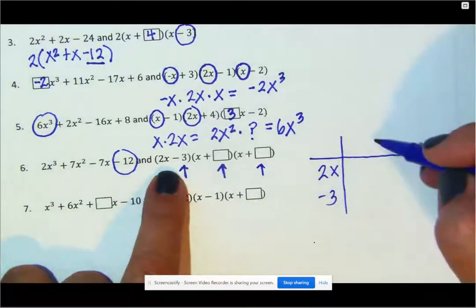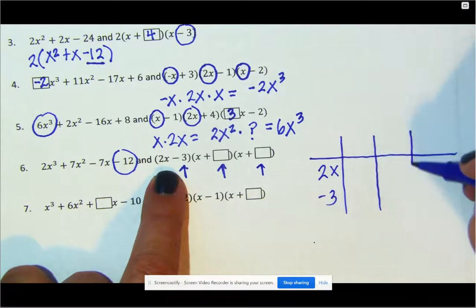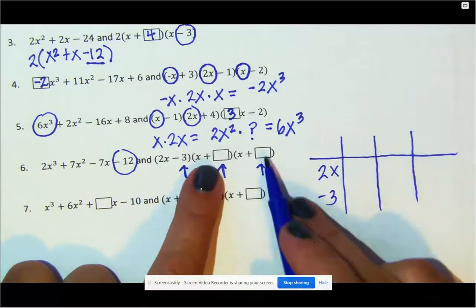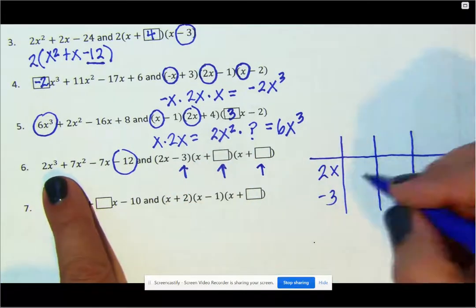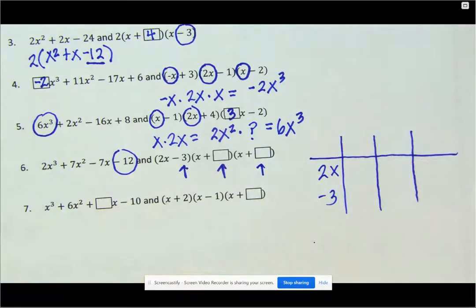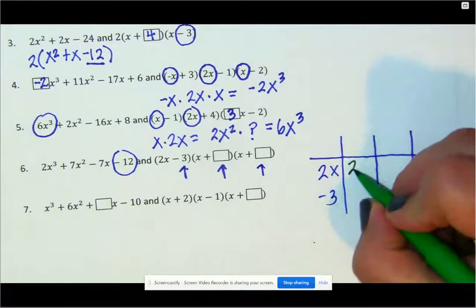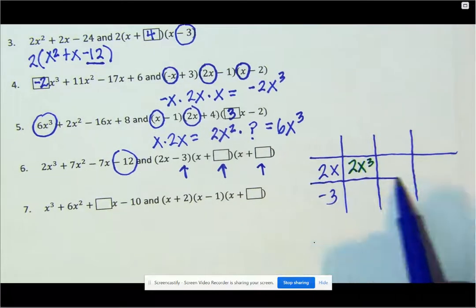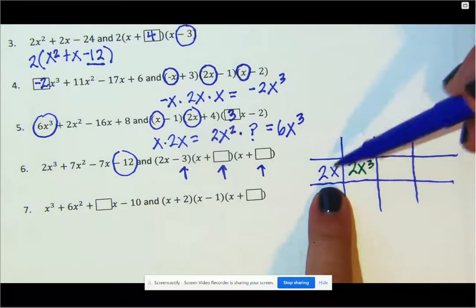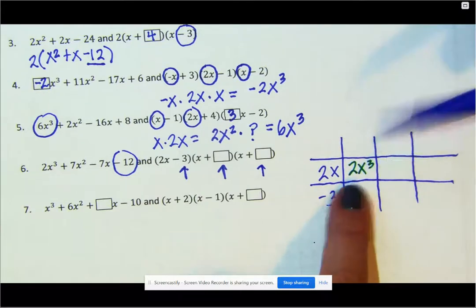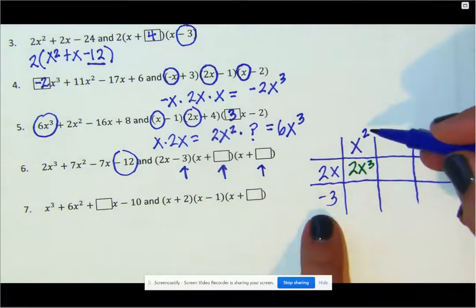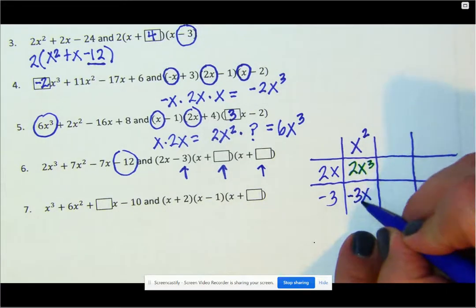And I'm going to try to figure out what this factored to. Okay, I know 2x times whatever these two make together has to make 2x to the third. So I know this needs to be 2x to the third. So now I can tell 2x times what made that 2x to the third power? X squared. Now I know that these two produce a negative 3x squared.